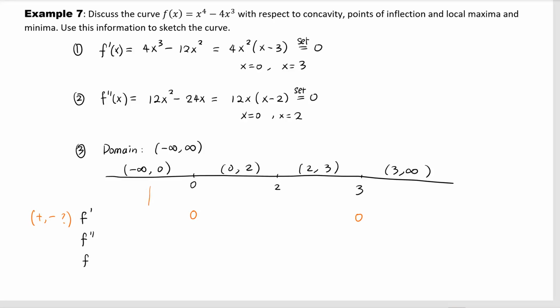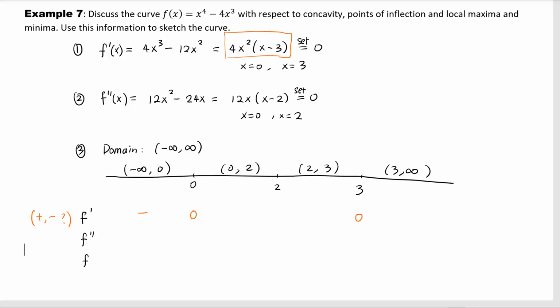For the first interval, what number is in this interval? Negative 1, yes. So we plug negative 1 into where? Do we plug in this one or this one? We plug in the factored form. When we plug in negative 1, 4 is positive, negative 1 squared is positive, negative 1 minus 3 is negative 4, which is negative. So the answer is negative.